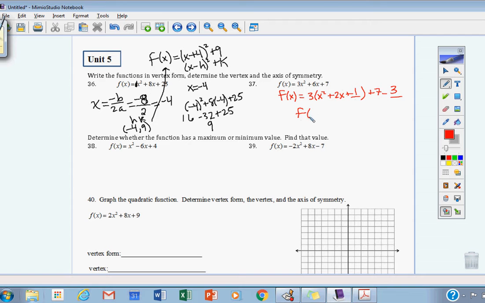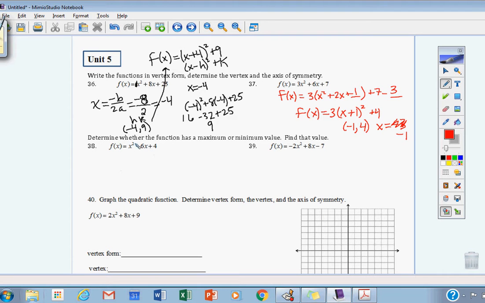So to get this into vertex form now, I have 3, and then I factor the perfect square trinomial, which is very easy to do. x plus 1 quantity squared, and then we have plus 4. All right, so the vertex off of this would be negative 1, 4. And the axis of symmetry would be x equals negative 1 right off of this. Okay? All right, so then here, determine whether the function has a maximum or a minimum.